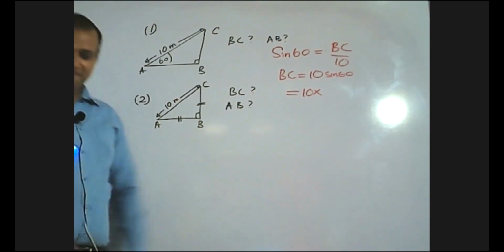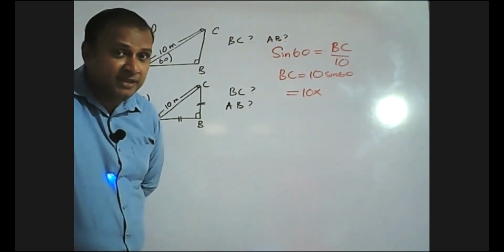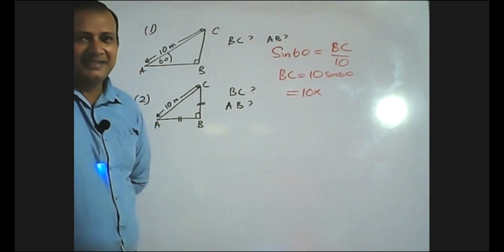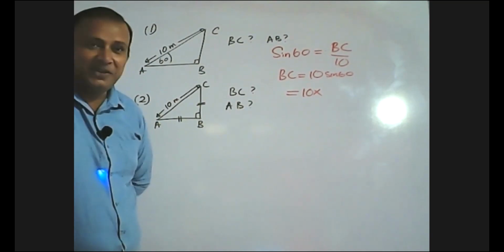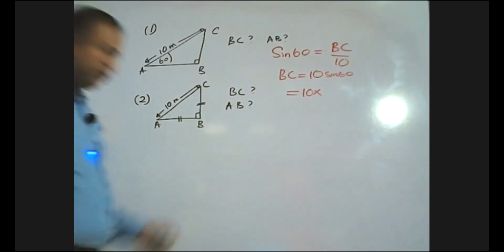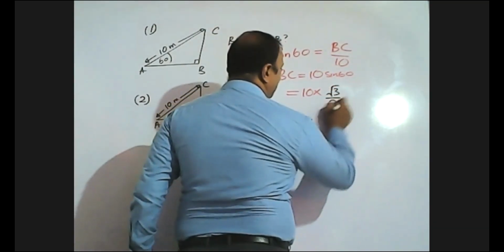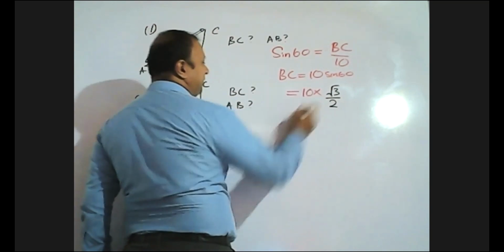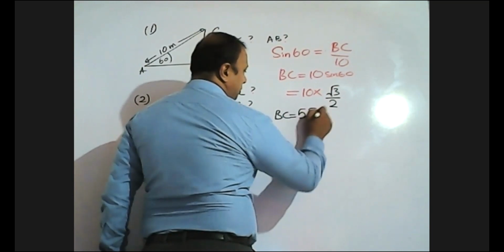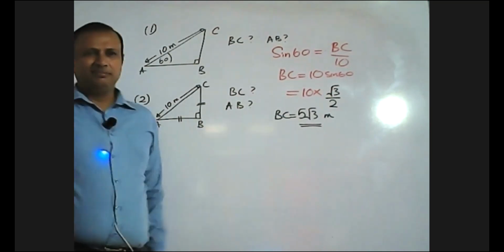Anyone give me the answer? What is the value of sine 60? Sine 60 is equal to root 3 over 2. So the 2 and 10 will cancel out, giving 5. So BC is equal to 5 times root 3 meter. You don't want to simplify this one.